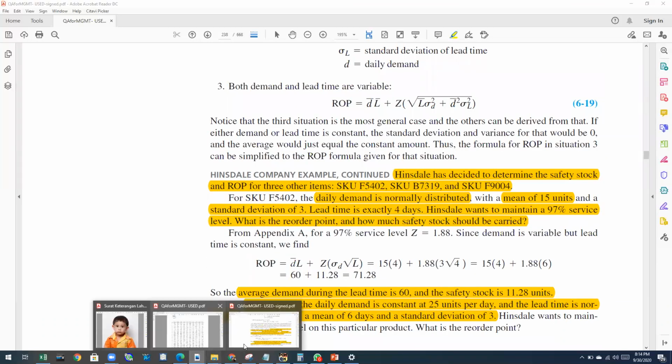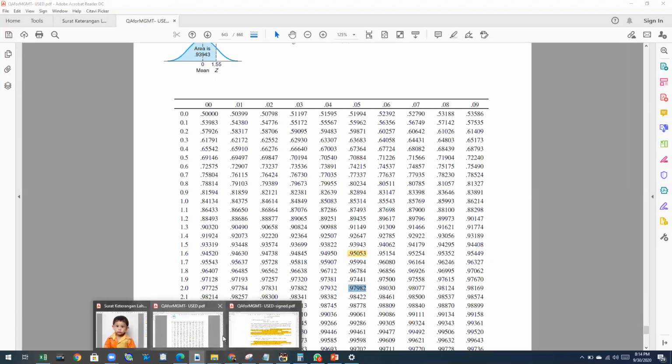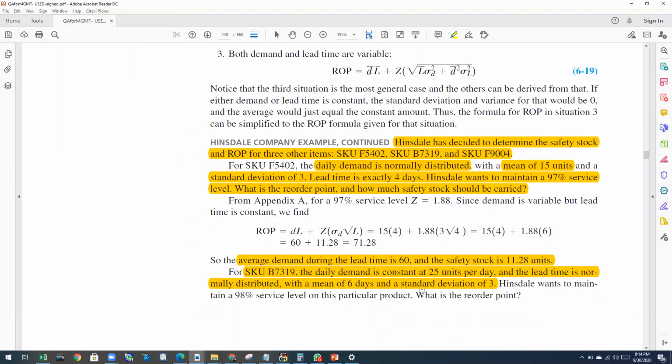So we go again to table A, which is the normal distribution table in Appendix A. We look for 98%. 98% is somewhere here. This is 98%. It's closer to 98%, I think. So that is 2.05. Z is 2.05. Okay, so then we plug that information into the formula.